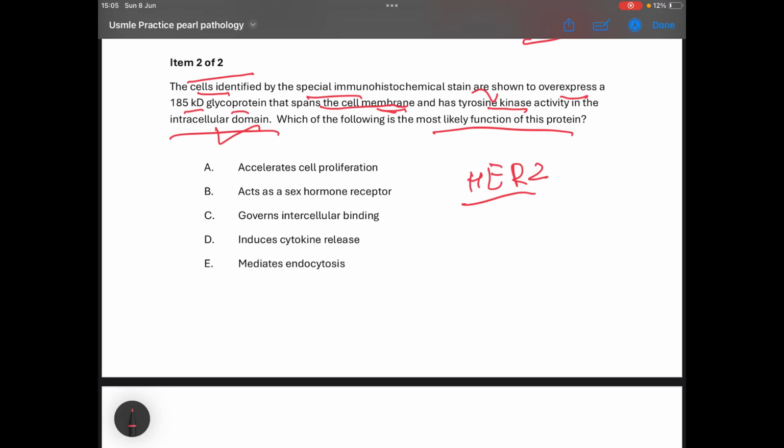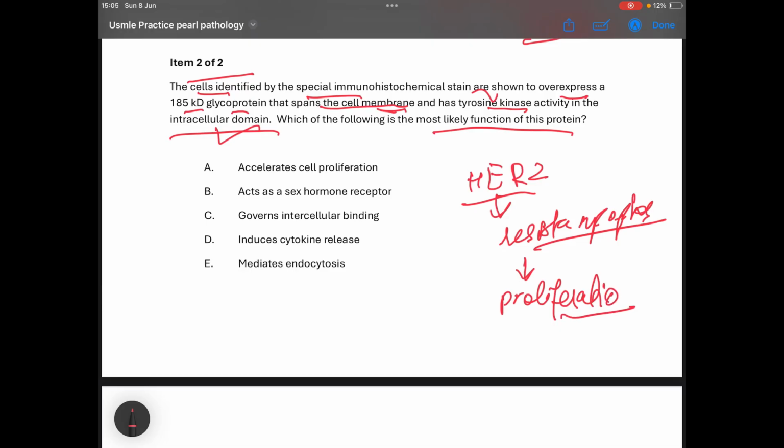It is known to play a role in activation of a transduction pathway that controls epithelial growth and differentiation. Epithelial cell carcinomas that overexpress HER2 demonstrate an increase in proliferation and resistance to apoptosis. So if it is giving resistance to apoptosis, then there will be proliferation of cells. The right answer is that it accelerates cell proliferation.